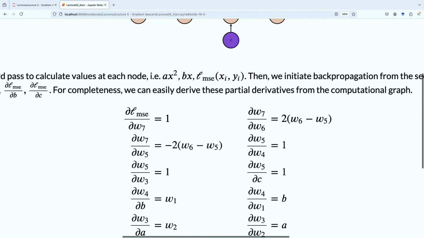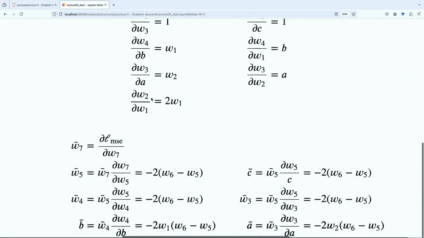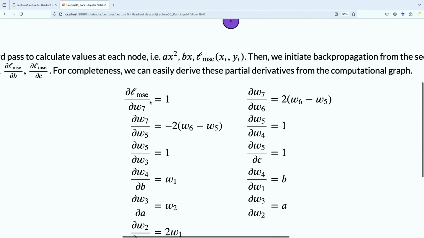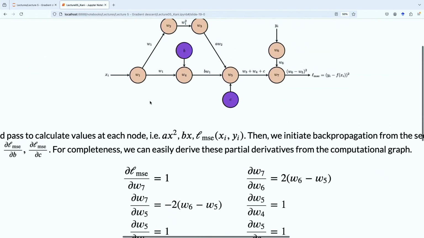We optimize from the loss function. We backpropagate. We get the gradients for each of the functions here. So the gradient for the loss function we backpropagate is equal to 1. We backpropagate W7, which is equal to 2 times the y minus the loss function. That's there, and so on.